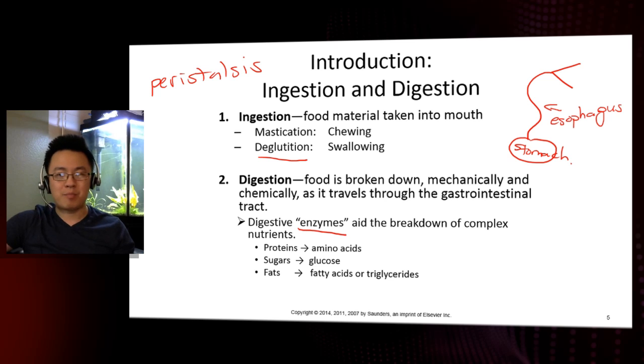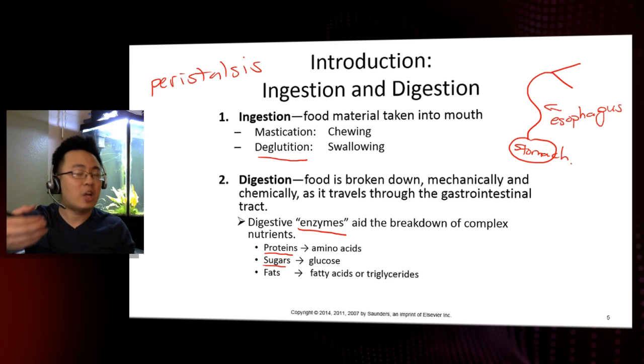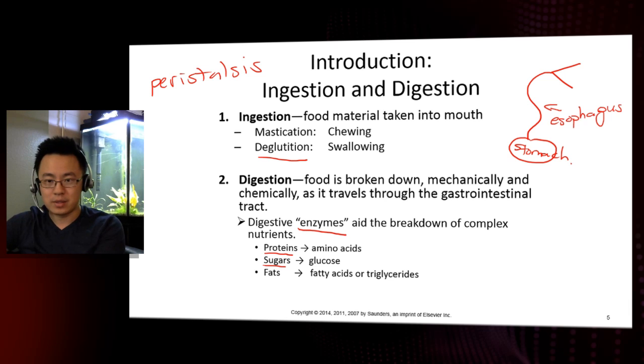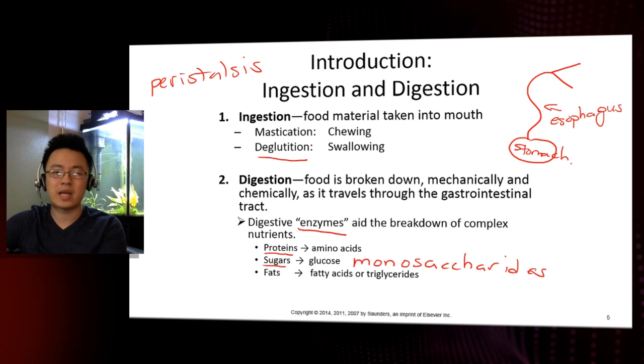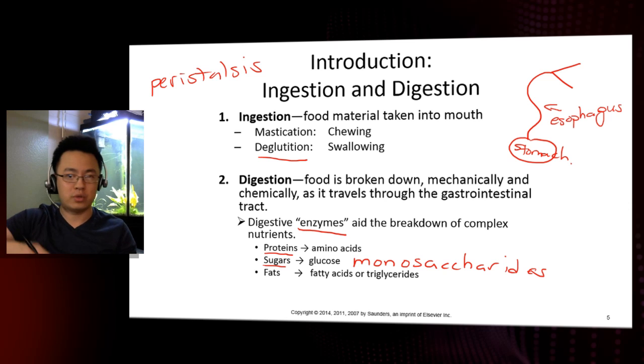For example, if you have big blocks of steak or protein in there, a lot of the peptidases, a lot of these enzymes in your stomach will break them down into small little building blocks known as amino acids. If you have carbohydrates, or in our textbook they shorthanded it for sugars, but if you have any carbs or carbohydrate in your stomach, then you have a lot of enzymes in there that will break them down into simple carbohydrates, known as monosaccharides. They'll break them down into monosaccharides such as glucose or fructose.